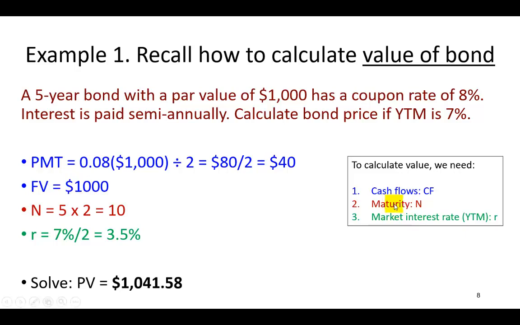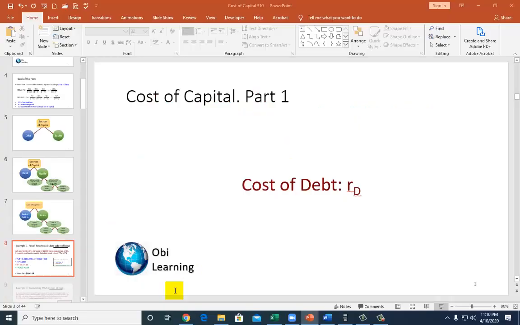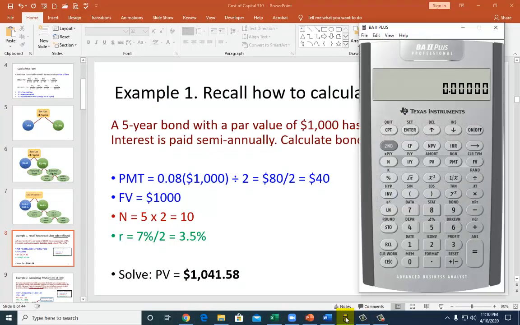The red variable here is the maturity of the bond, which is 5 years, but semi-annually speaking, it's 10 six-month periods. Finally, there is the market interest rate, which from the investor standpoint is also the required rate of return on the bond. So you can call it market interest rate, yield to maturity, or the required rate of return on the bond. 7% annually is 3.5% semi-annually. You feed these into the calculator and you find the value of the bond to be $1,041.58, which of course indicates that this is a premium bond.